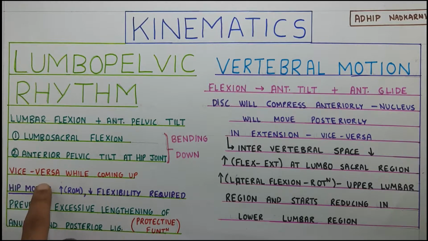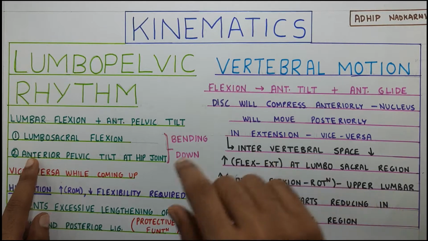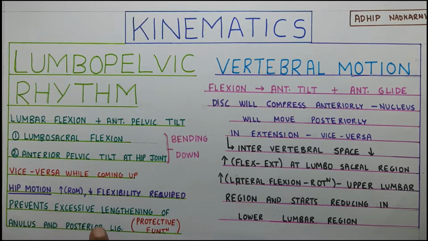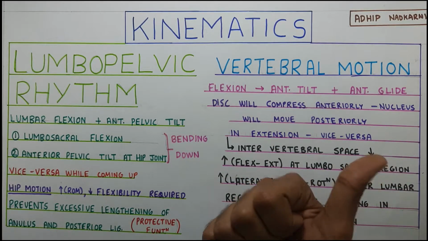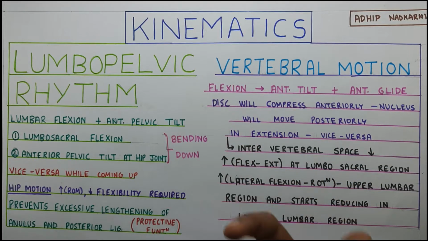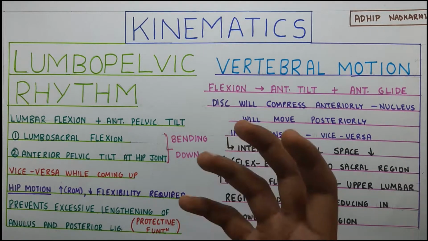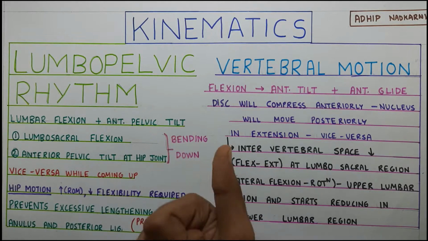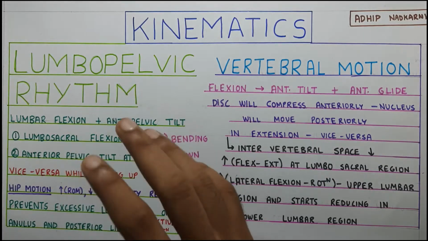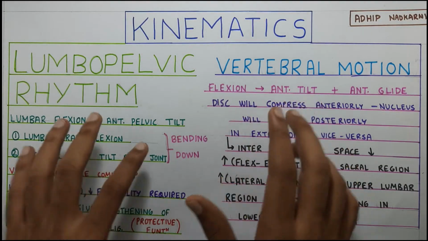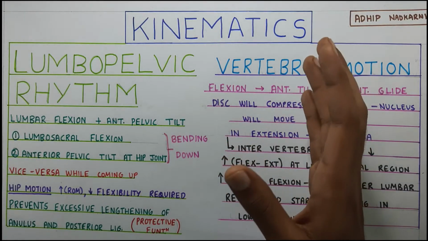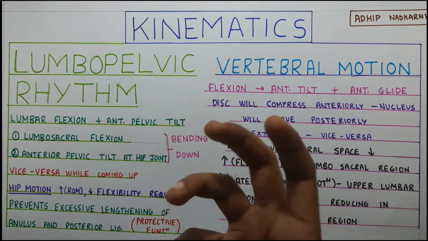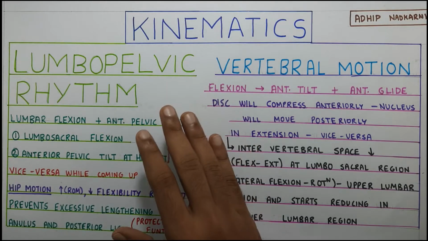Okay, so the hip motion over here, the second component of going down, helps you to reduce the lengthening of the annulus and also the posterior longitudinal ligament. So hence it has a protective function, and this lumbopelvic rhythm overall helps in improving the range of motion and preventing excessive stress on the structures. Now if you notice, it is very similar to the scapulohumeral rhythm that we see in the shoulder, right? The movement of the scapula helps in improving the range of motion, and it also has a lot of stability component to it. So that was about the lumbopelvic rhythm in brief.